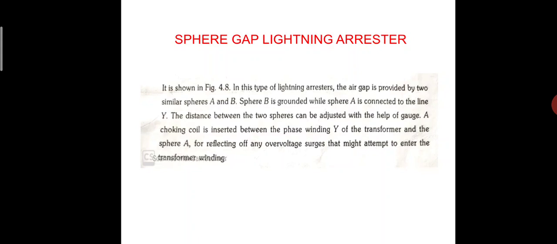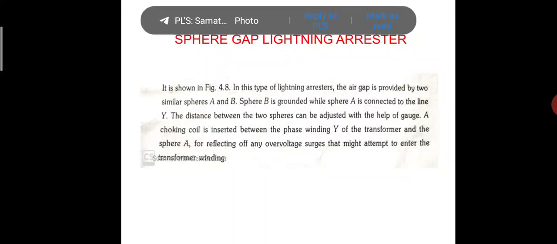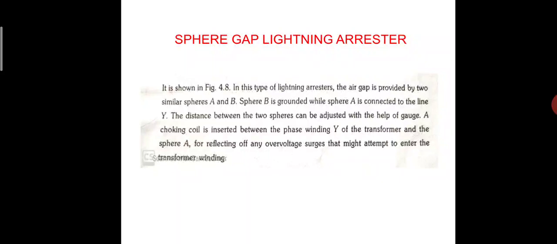A choking coil is inserted between the phase winding Y of the transformer and the sphere A for reflecting any overvoltage surges that might attempt to enter the transformer winding.